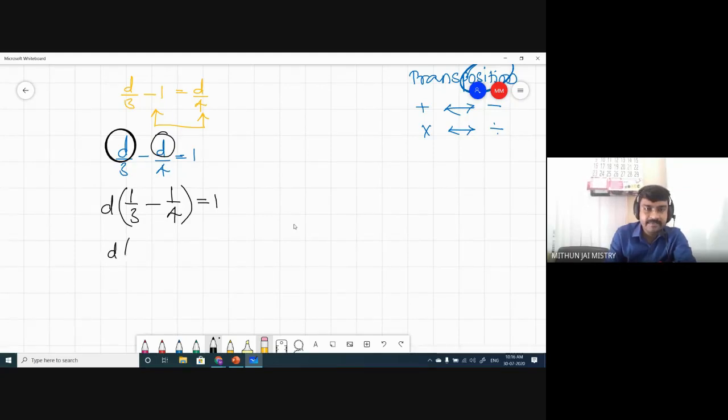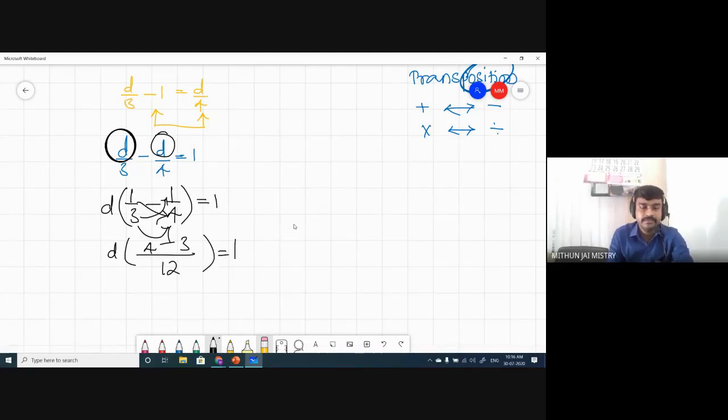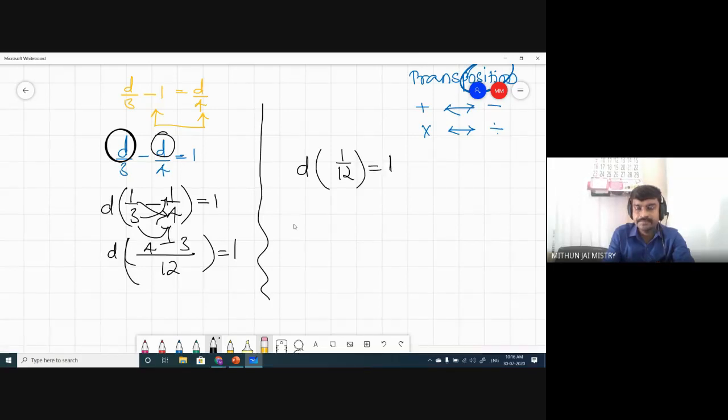So here we are getting d. When you do 3 4s are 12, 1 4s are 4, minus 3 1s are 3, is equals to 1. Very eager to take the screenshot. You can take 4 minus 3 is 1/12, and you will get is equals to 1.